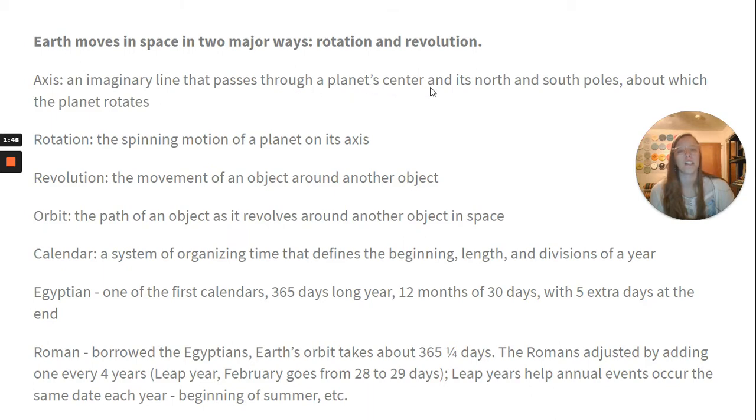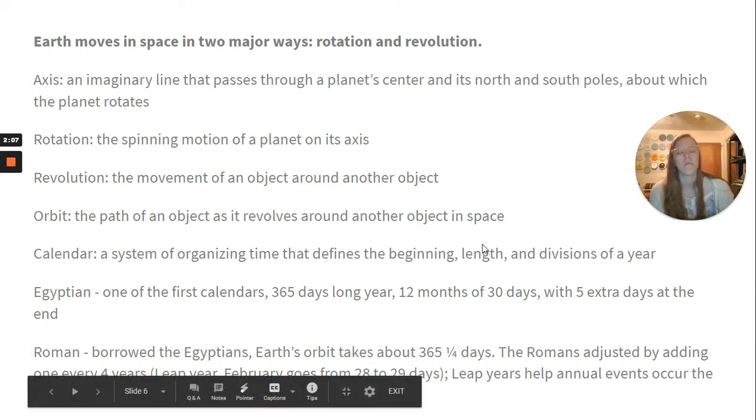An axis is an imaginary line that passes through a planet's center and its north and south poles, about which the planet rotates. Rotation is the spinning motion of a planet on its axis. Revolution is the movement of an object around another object. Orbit is the path of an object as it revolves around another object in space. Calendar is a system of organizing time that defines the beginning, length, and divisions of a year.